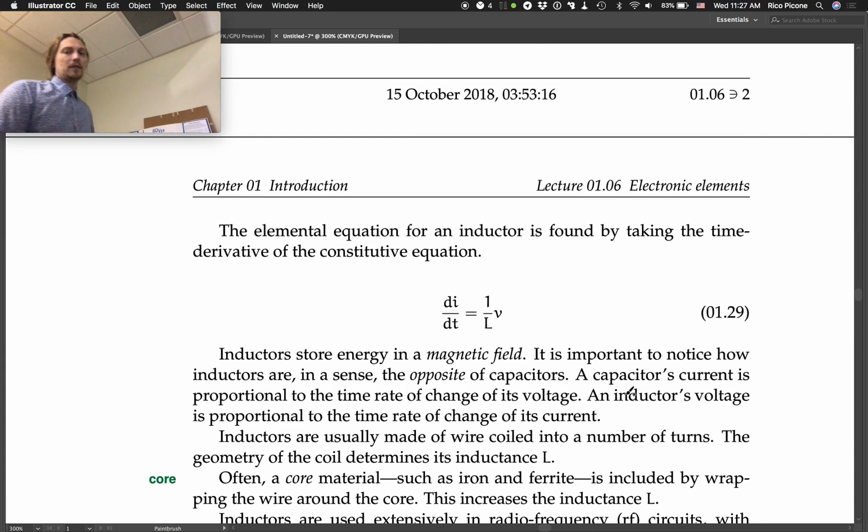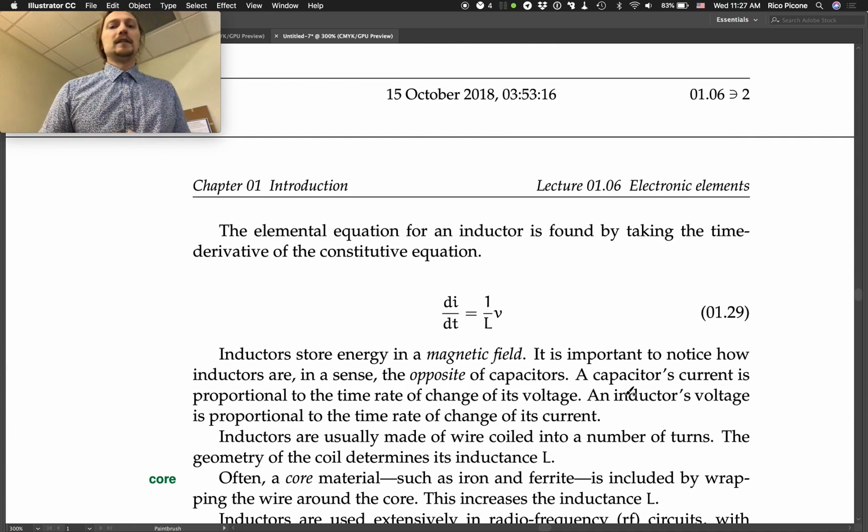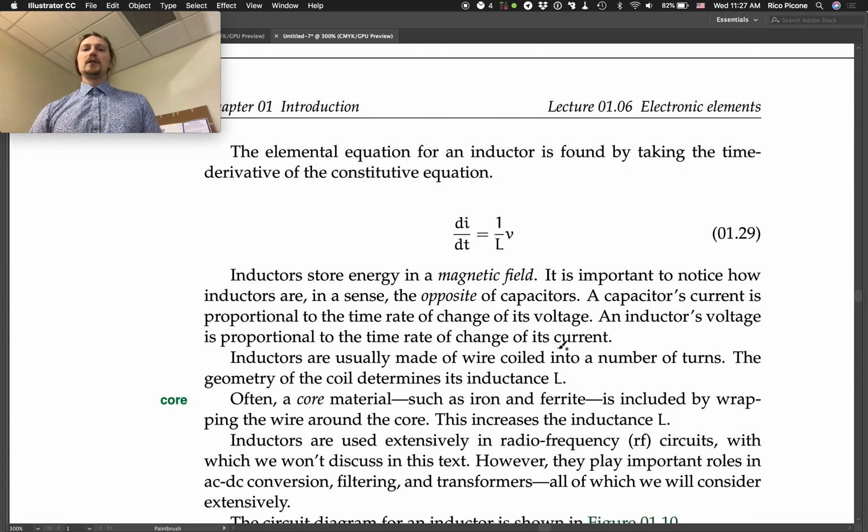The elemental equation for an inductor is found by taking the time derivative of the constitutive equation. dI/dt goes in, and then d lambda/dt is just v, so we'll just put in v. So dI/dt equals 1 over L times v. Inductors store energy in a magnetic field. It is important to notice how inductors are, in a sense, the opposite of capacitors. A capacitor's current is proportional to the time rate of change of its voltage, and an inductor's voltage is proportional to the time rate of change of its current. So it's a dual relationship there.